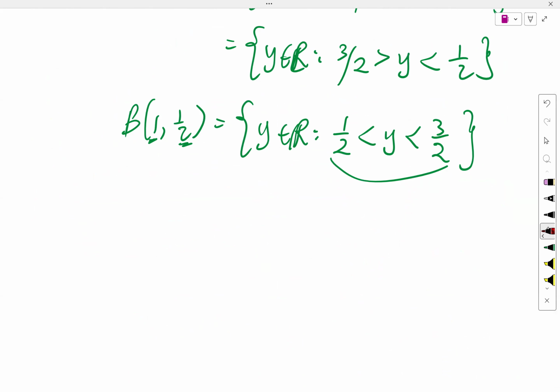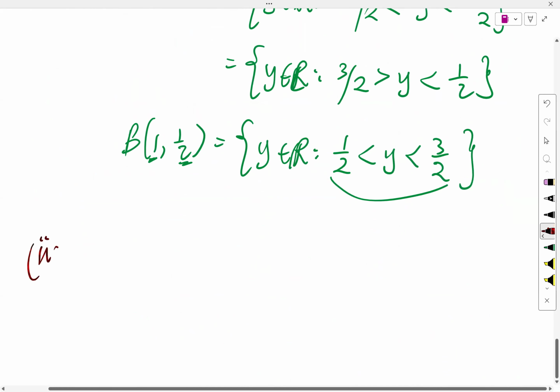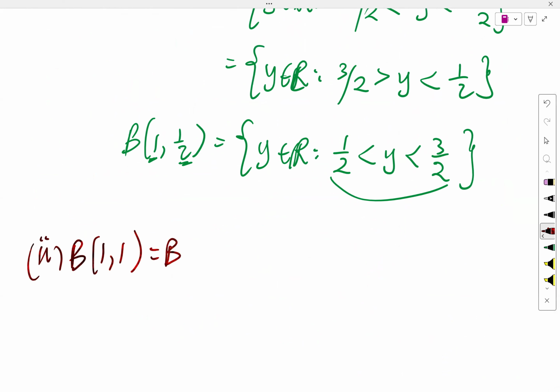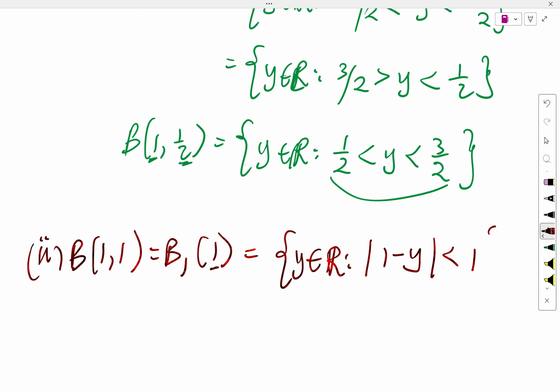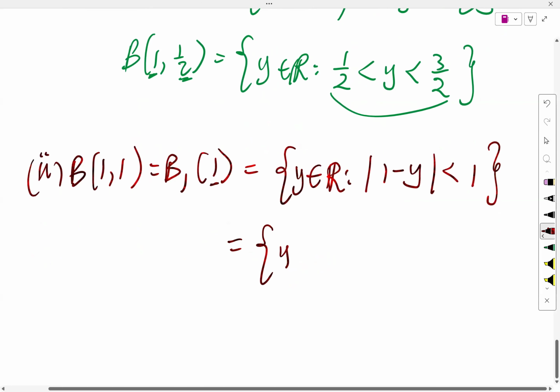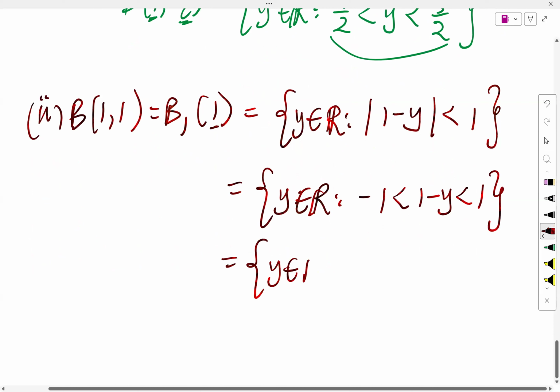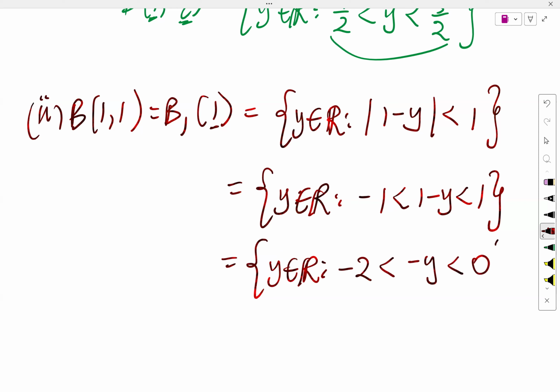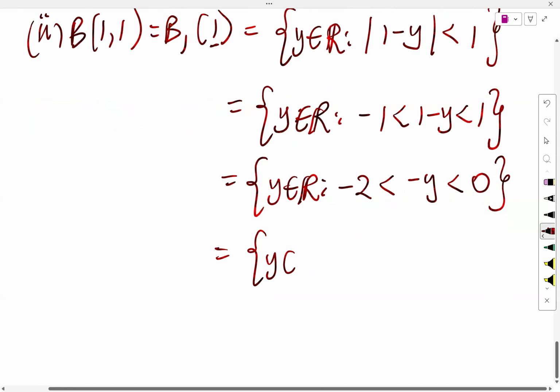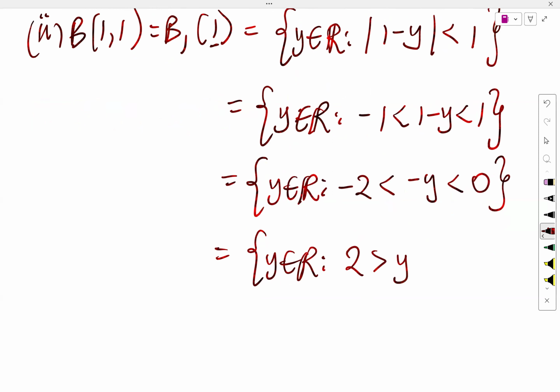Let's look at the second open ball we need to describe, and that is B(1, 1), which is the same thing as B with radius 1, center 1, basically. That is y belonging to all real numbers such that the absolute value of x, which is 1, minus y is less than 1. The radius is 1. So again, we say the collection of all y in R such that we have minus 1 less than 1 minus y less than 1, based on what we said the other time. And now we have the collection of y belonging to R such that if you subtract 1 from all sides, you get minus 2 less than minus y less than 0. So if you multiply through by minus 1, you have y belonging to R such that 2 is greater than y greater than 0.